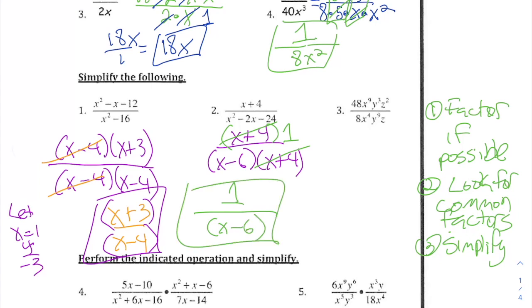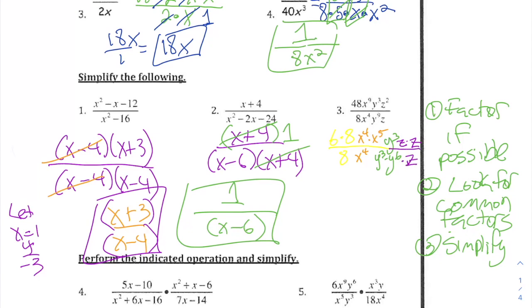Okay, and then here, this next problem, we don't have anything to factor, but we do have common factors, that's for sure. And this kind of resembles what we did in the top part there. So 48 is just 6 times 8, and that's over 8. X to the ninth, well, that's x to the fourth times x to the fifth over x to the fourth. Y to the third, okay, well, that's y to the third over y to the third times y to the sixth.